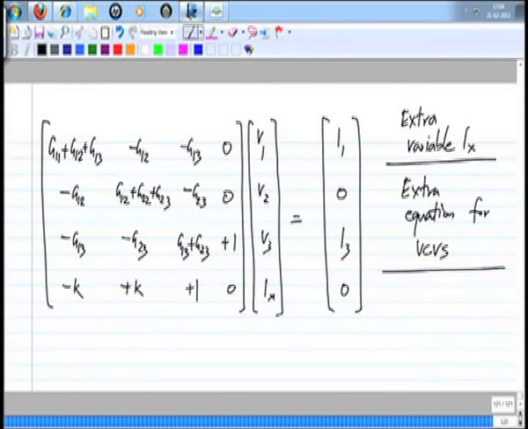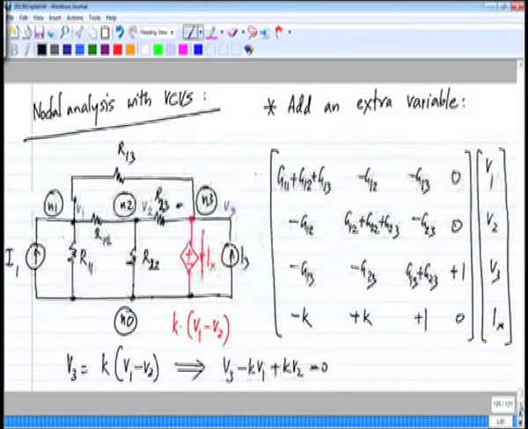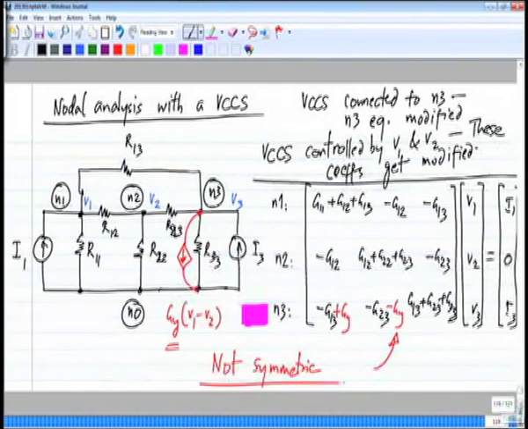Okay, it appears there are no questions about this, but there are some questions about what we did before with the voltage controlled current source here. And I think the question is why this entry is minus G13 plus GY. Okay, so that comes from writing the KCL for this node.